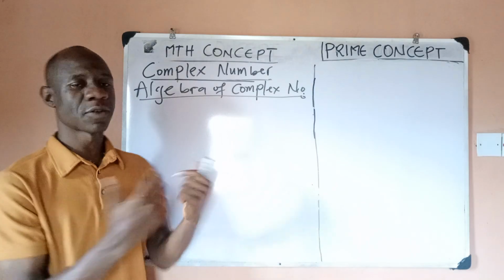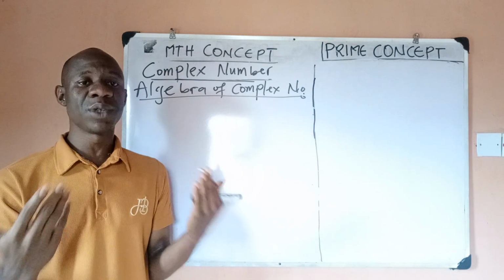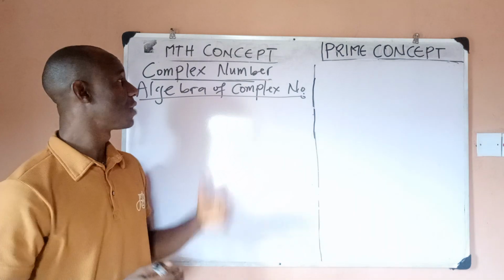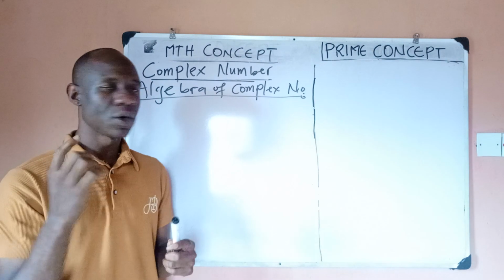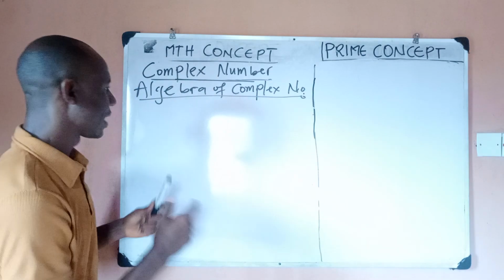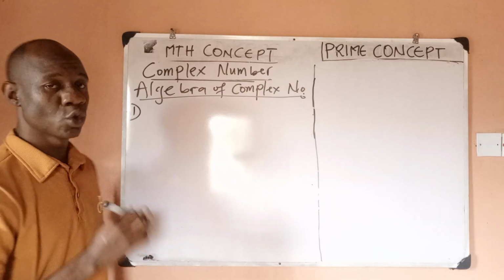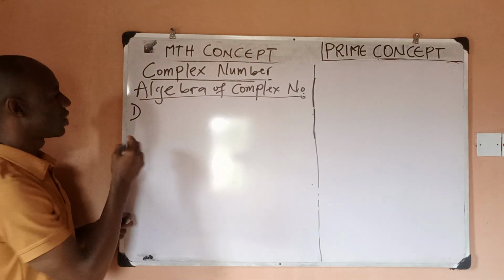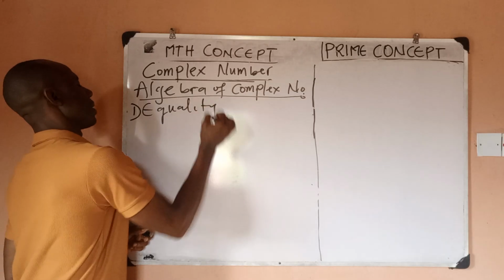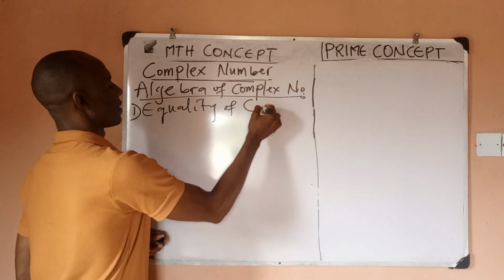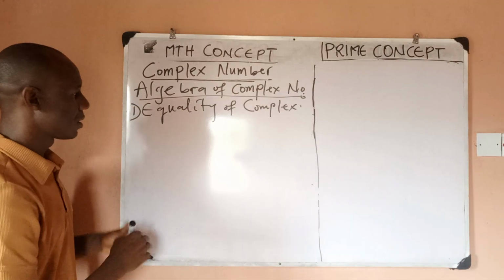When we say algebra of complex numbers, it's very simple. What we're trying to study is the various operations that are involved in complex numbers. We'll be looking at various algebras. One of the algebras we're going to consider in this video is equality. Equality of complex numbers, that is one.